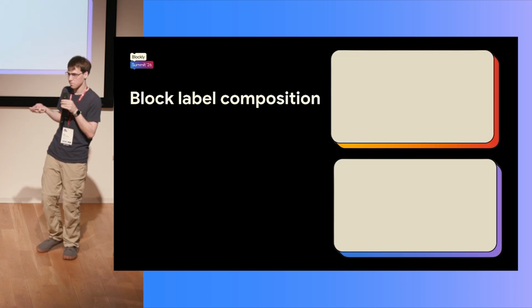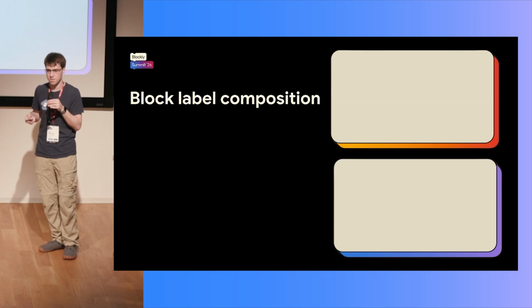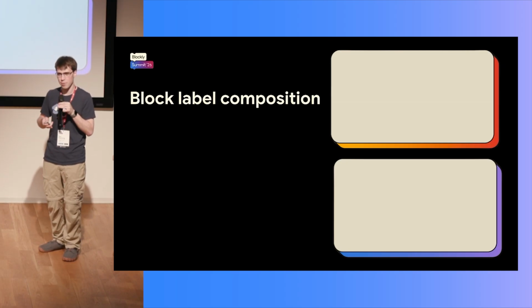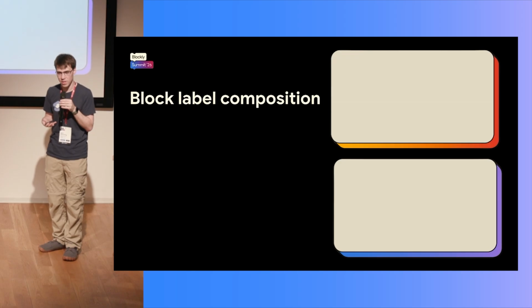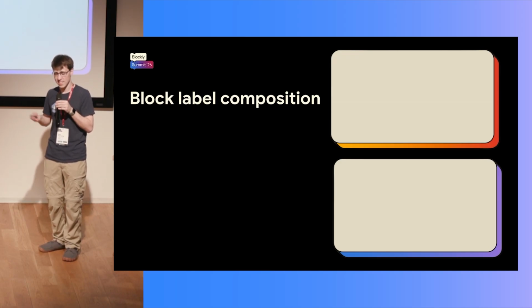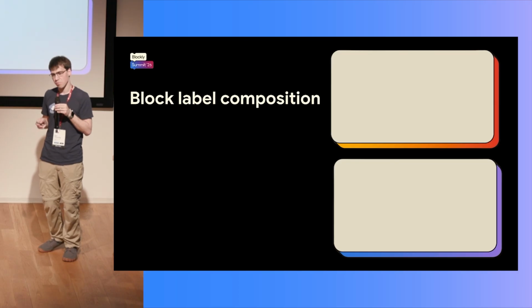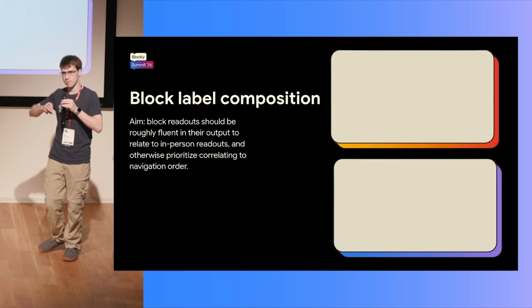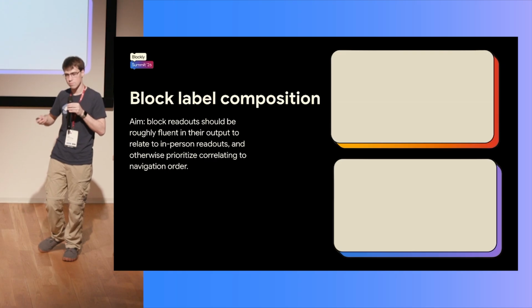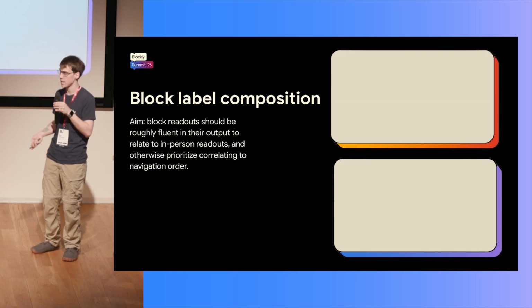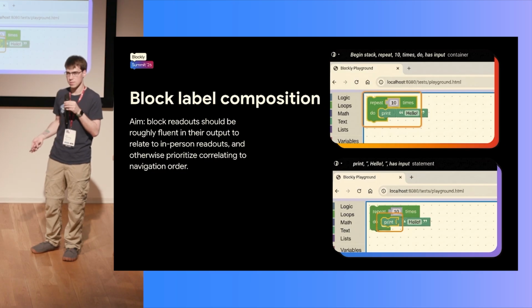Now, one deeper element of the implementation is the block label composition, and what this really means is how do you assemble a description for a block. I'm not going to go into a lot of detail on what that looks like because it's very, very complicated, but instead I want to talk about the overall goal, which is to create something that is roughly human readable, but otherwise prioritizes the navigation order of the blocks themselves.